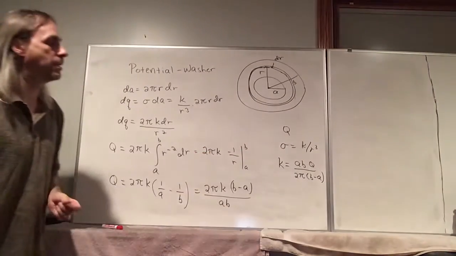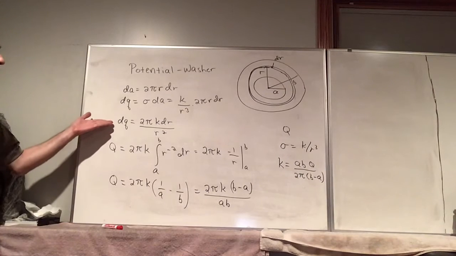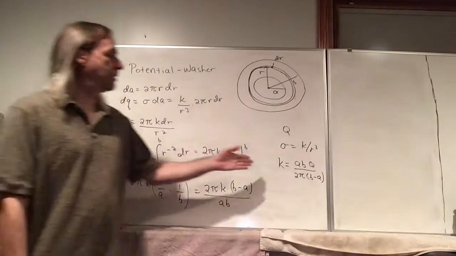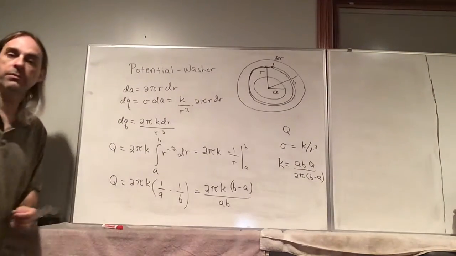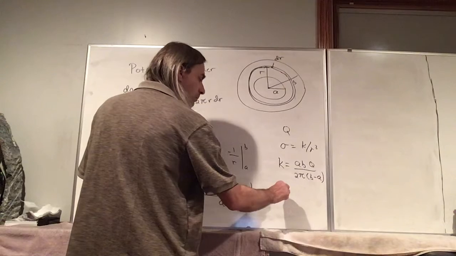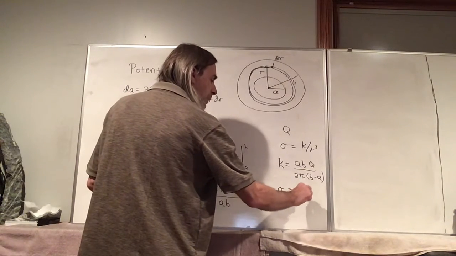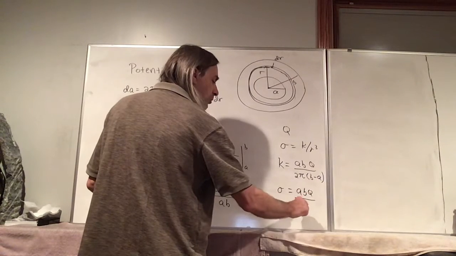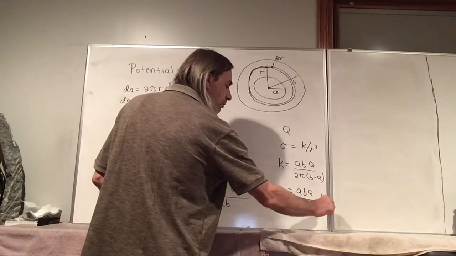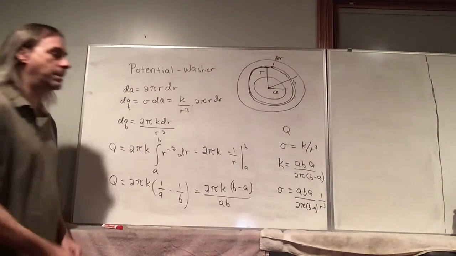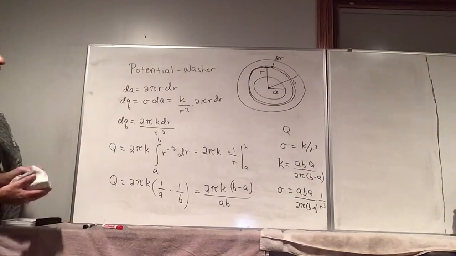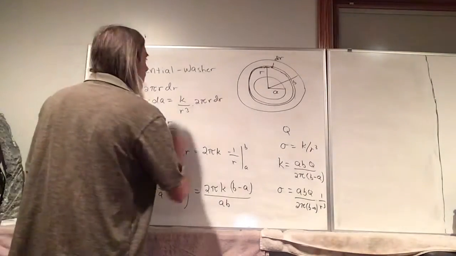So we don't know what k is at this point, but we know if we integrate dq from a to b, we get the total charge. So that allowed us to find this relation between k and Q. And so now I'm going to erase this. We could write sigma now as abQ over 2 pi (b minus a) times 1 over r cubed. So we have a constant times 1 over r cubed. And now what we want to do is find the potential at the center of this ring.